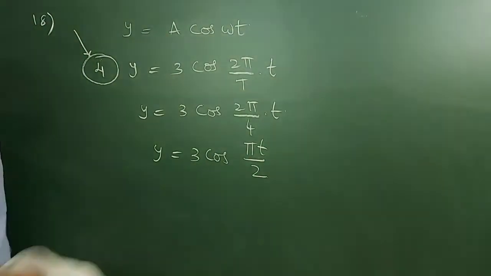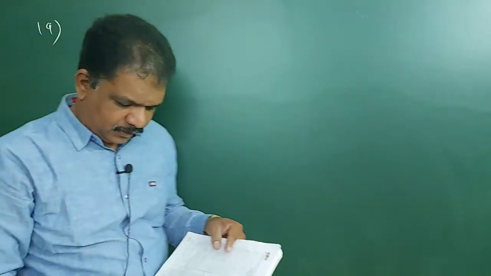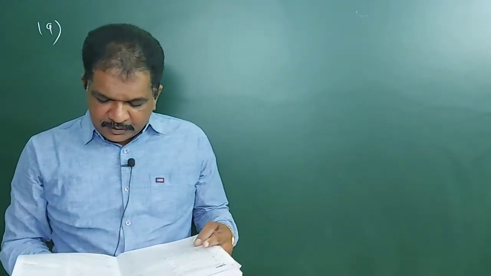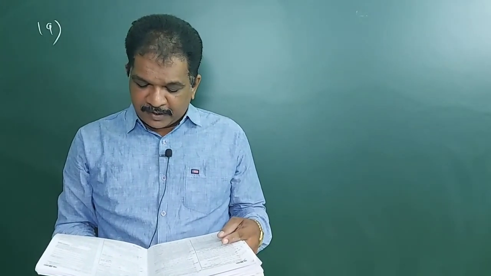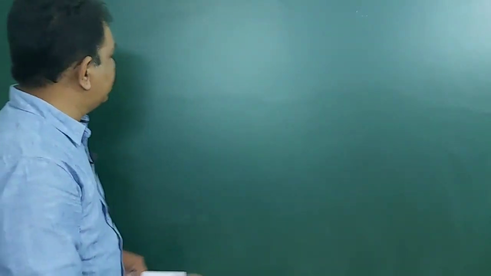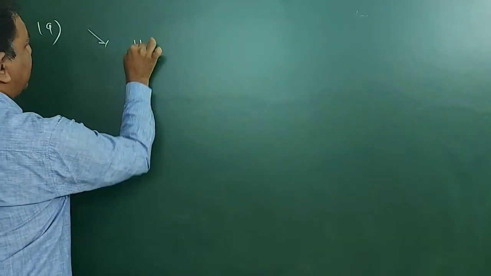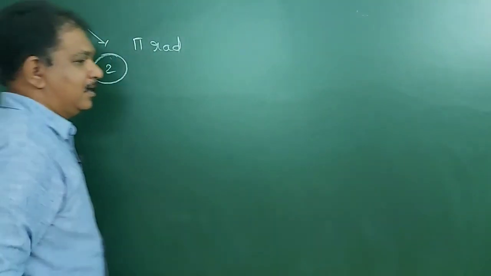Next, see the last question, 19. The phase difference between displacement and acceleration will be 180 degrees. So 19, it will be pi radians. Second option will be the answer.